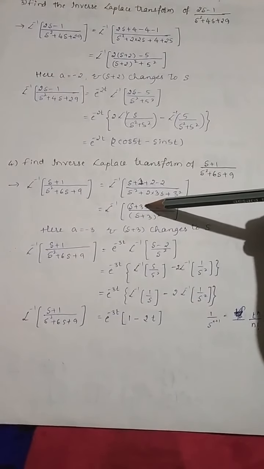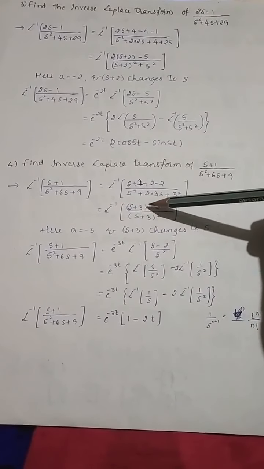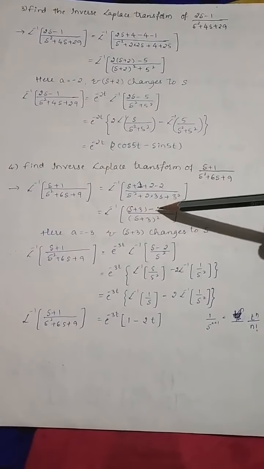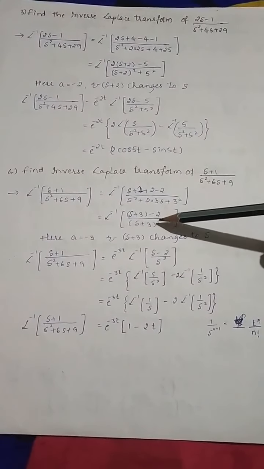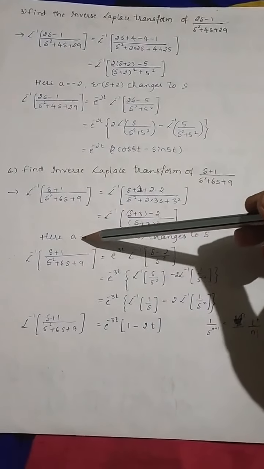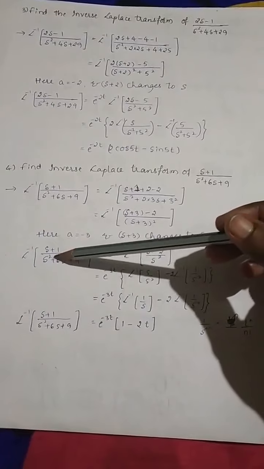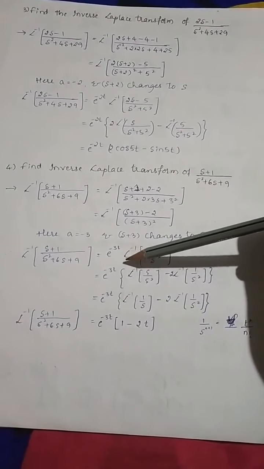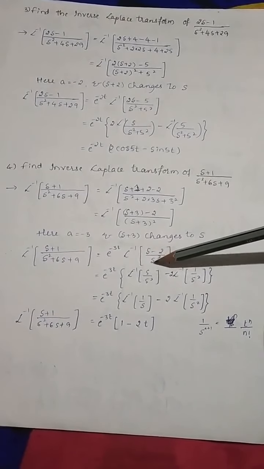Therefore, s plus 3 minus 2 upon (s plus 3) whole square. That is L inverse of (s plus 3 minus 2) upon (s plus 3) whole square. Now we have changed the given term f bar of s to f bar of s minus a. Here a is equal to minus 3 and s plus 3 changes to s. That is L inverse of (s plus 1) upon (s square plus 6s plus 9) is equal to e raised to minus 3t into L inverse of (s minus 2) upon s square.